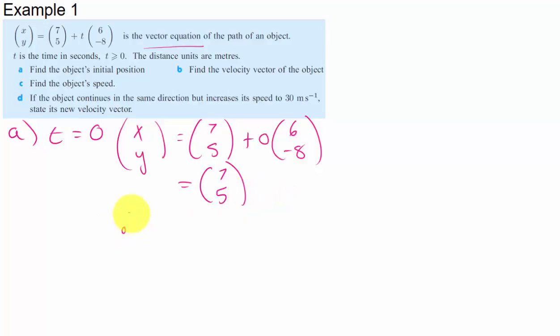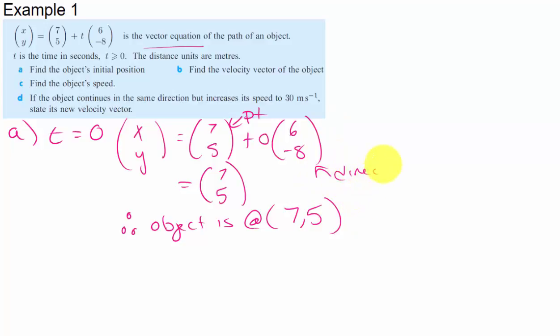So therefore, if you remember back to our vector equations, this is a point. So therefore, the object is at 7, 5. So remember, this is your direction vector. And this is your point when we're looking at a vector equation.